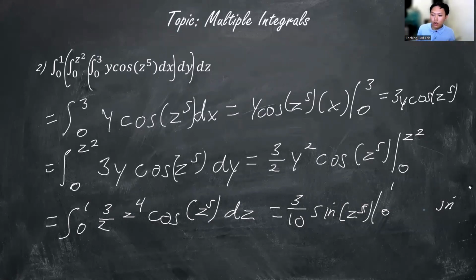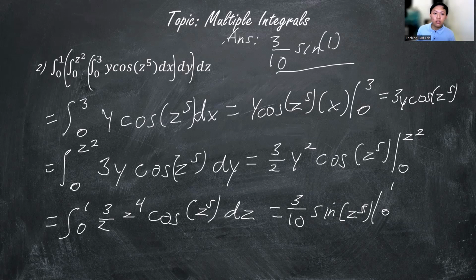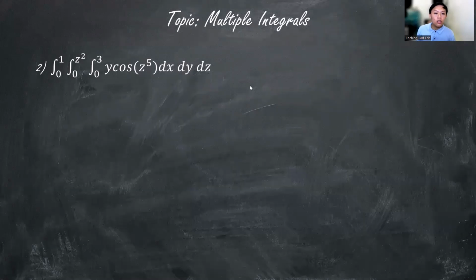Let's erase this and move it to another location. So here, the answer is going to be 3/10 sine 1. Okay, and that's how you solve multiple integrals. And you can also do this until the fourth integral, fifth integral, and so on. So let's clear this. And thank you for watching.